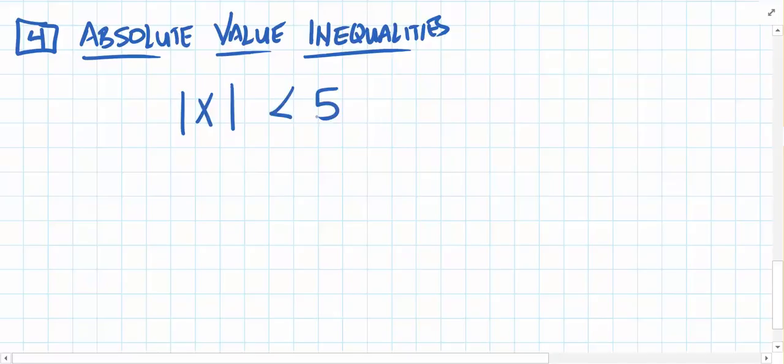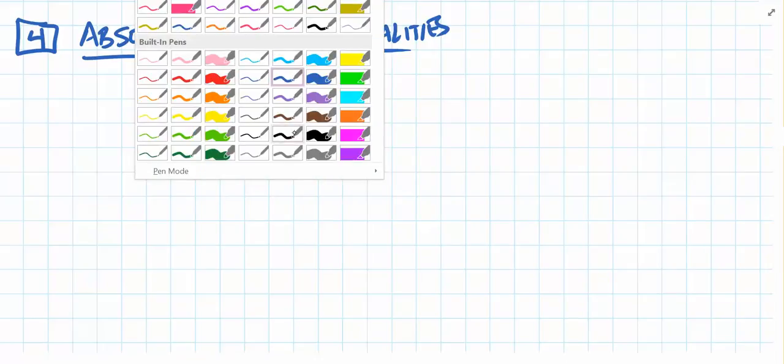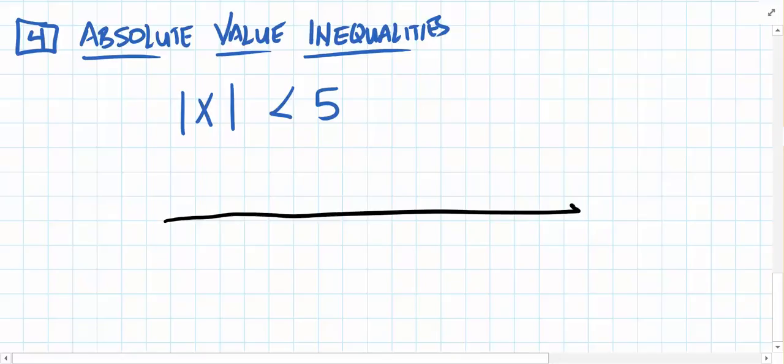What does that mean graphically on the number line? The distance from 0 has to be less than 5. Well, how many distances is that? Is that 1, 2, or a lot? It's a lot. So this fundamentally means this: if I'm on the number line, I want all x values that are smaller than 5 units away from 0.